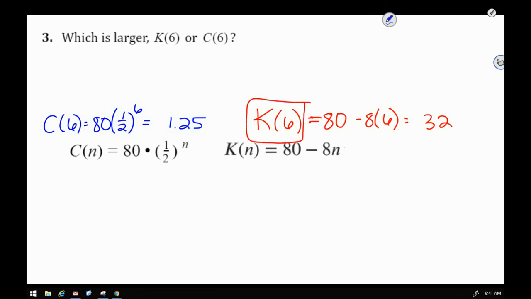Okay, so now let's have this thought process. What kind of sequence was C of n? Arithmetic, geometric, or neither? Geometric. It's geometric because it's multiplied by 1/2 every time. So won't that one decrease a whole lot faster than this one? Because what kind of sequence is this? Not geometric, we're not multiplying. What are we doing? Subtracting. Whenever you subtract the same number every time, that's arithmetic.